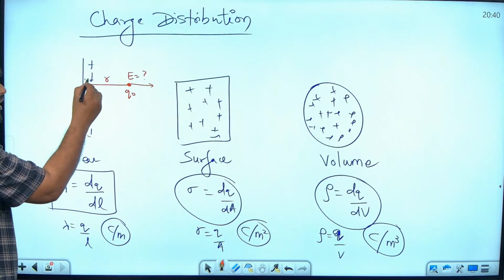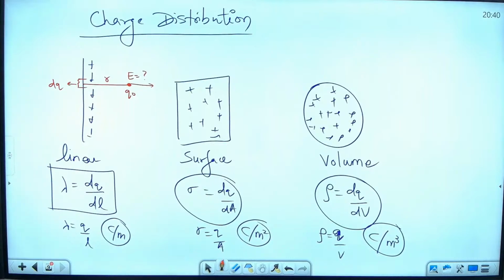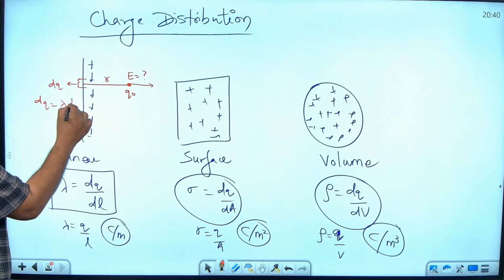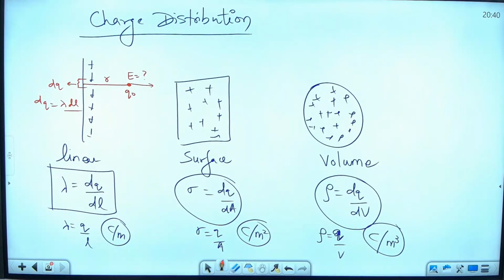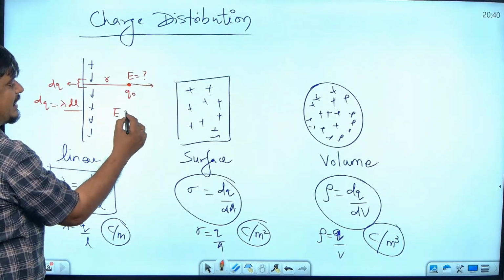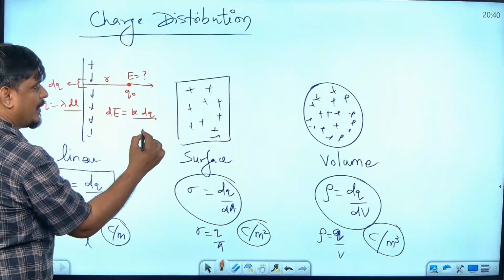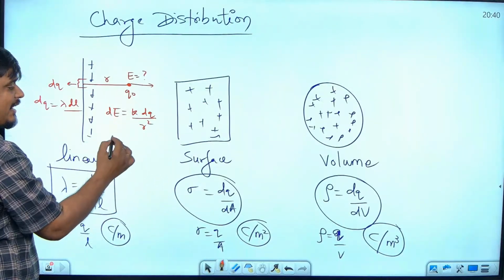So I'll take a small part which is having charge dq. And we know lambda is equal to dq by dl. So dq will become equal to lambda dl, isn't it? Do you agree with me? So what I will do, I will find the electric field. Small electric field dE will be k dq by r square. And then I will integrate both sides.